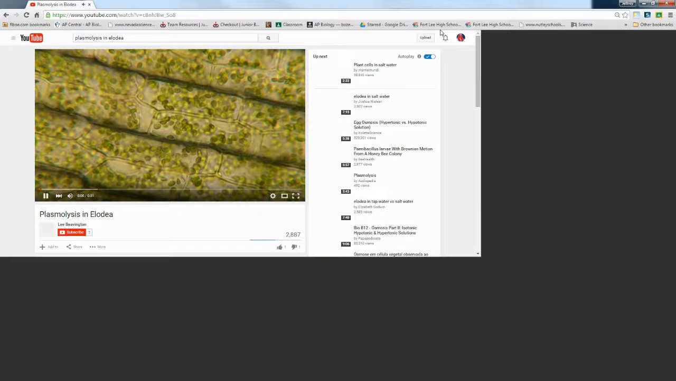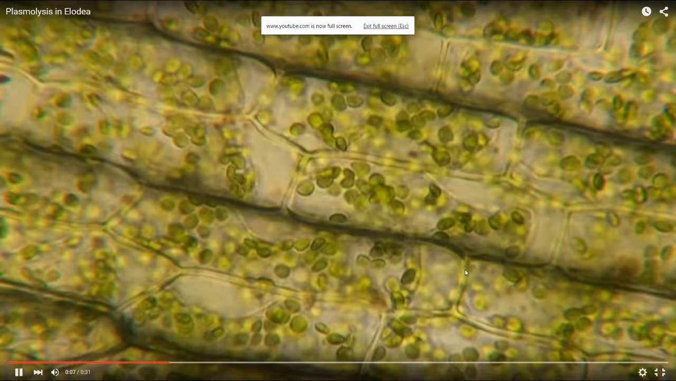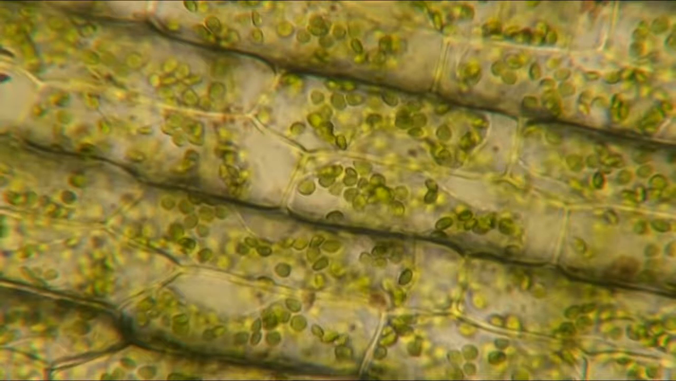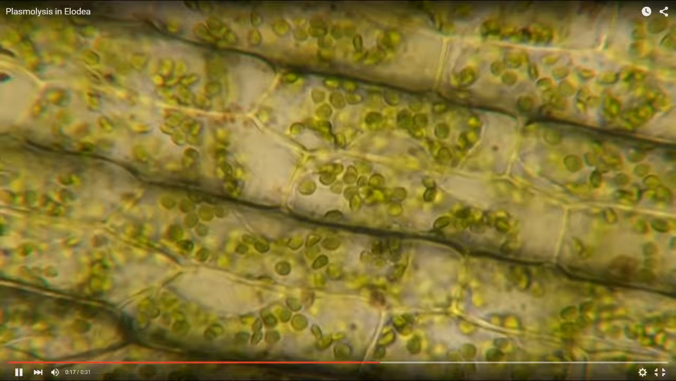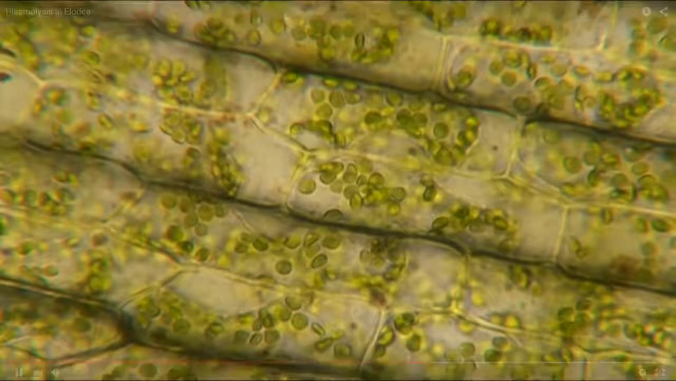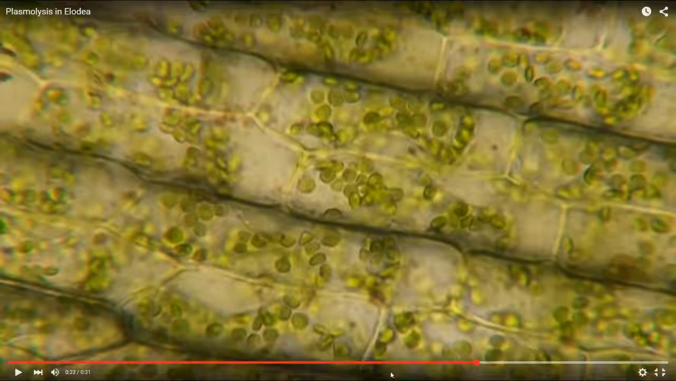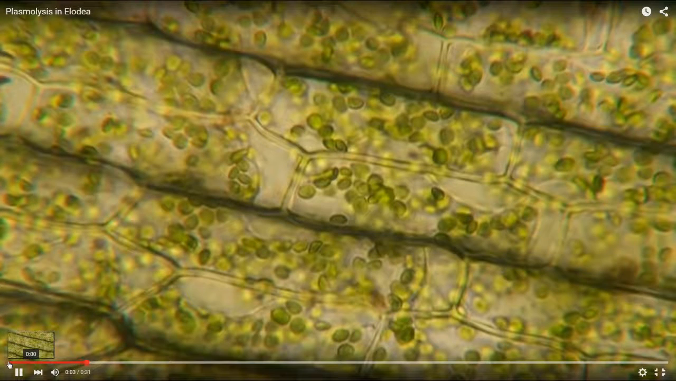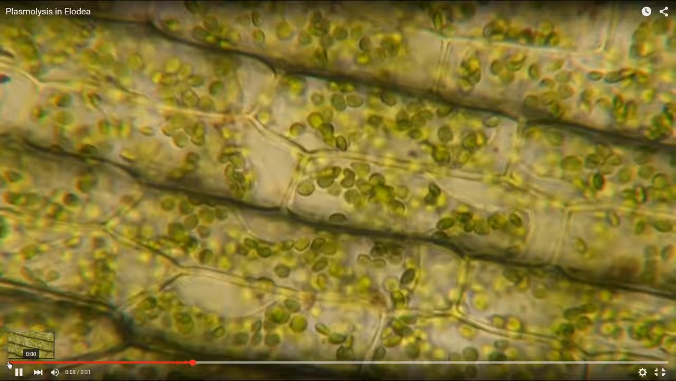So here's plasmolysis in a plant cell. This was the last piece of your lab, but we didn't do it. So they're going to add a salt solution. It's tough to see, but you will see it. You can see the space here. Oh, it's starting to pull away. It's amazing, isn't it?